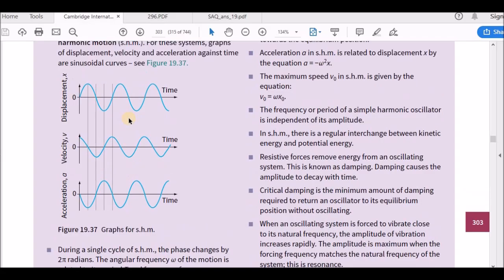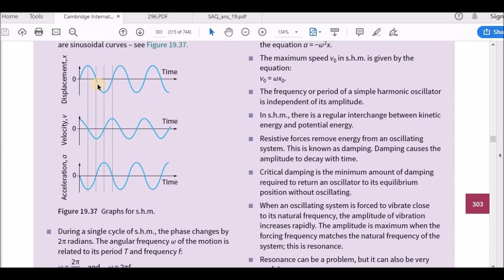Okay, shape is sinusoidal. So here we have the displacement time graph, and from the gradient you can get the velocity time graph, and from the gradient of this you can get the acceleration time graph. And you can see they have drawn these vertical lines to indicate what happens. Here the gradient is 0, so the velocity should be 0 here.